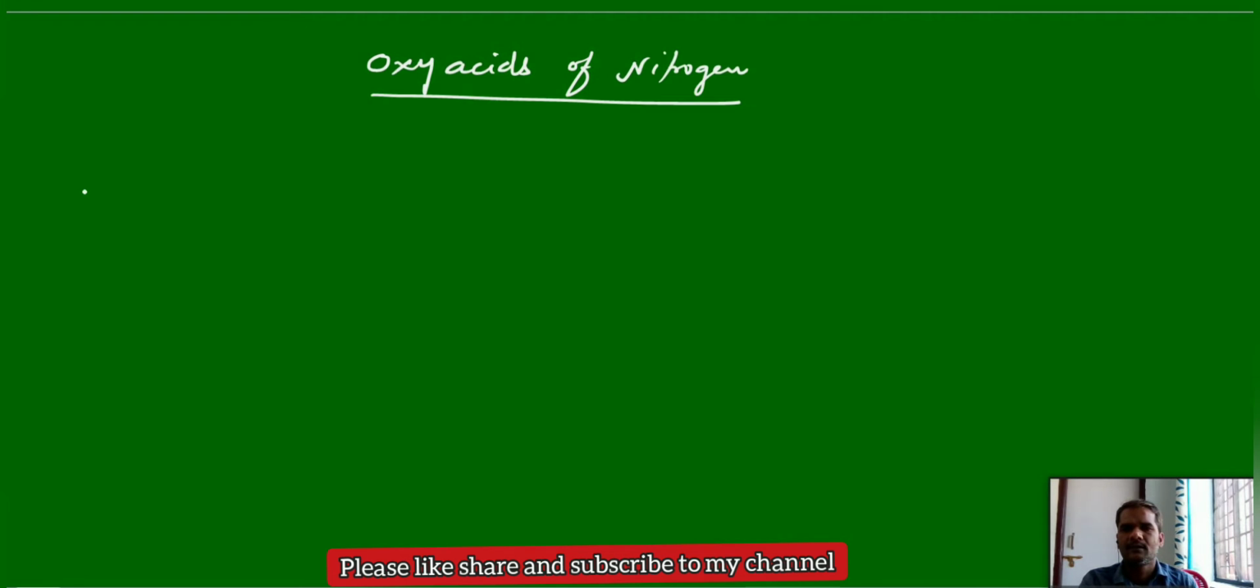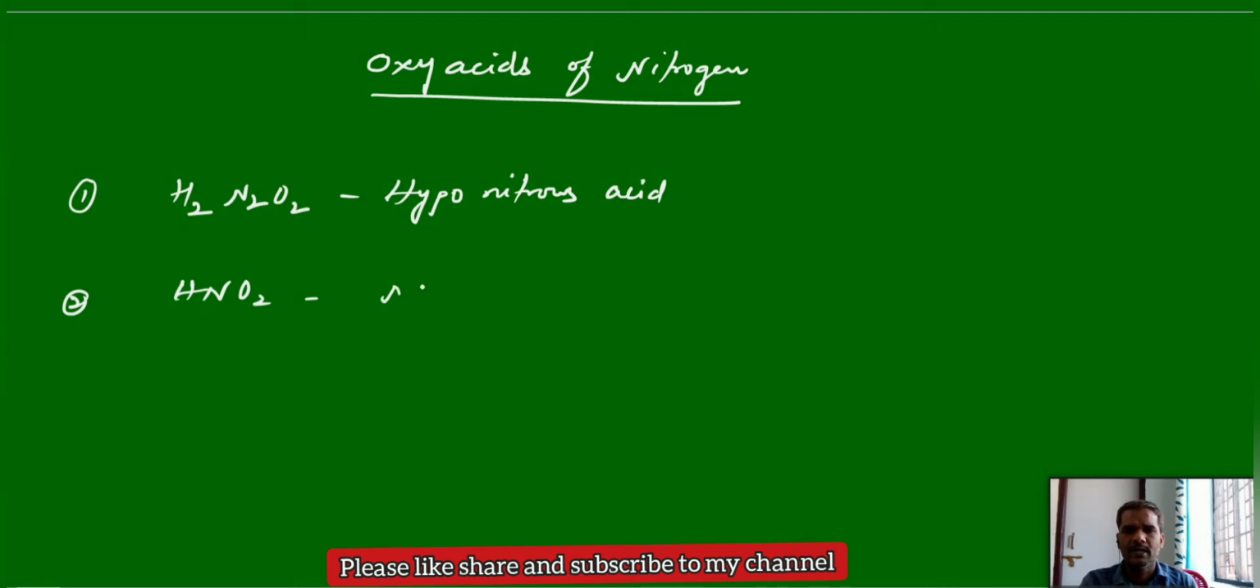So one more important nitrogen compound, nitric acid. This is first of all oxy acids of nitrogen. There we will discuss the nitric acid. Oxy acids of nitrogen. And the first one, H2N2O2, this is called hyponitrous acid. And the second one, HNO2, this is nitrous acid.